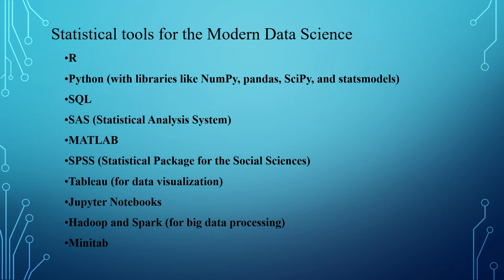Next, the slide shows the statistical tools for modern data science. Normally, we work with Python, R, and MATLAB. Basically, some other tools like SQL, SAS, that is Statistical Analysis System, MATLAB, SPSS, that is Statistical Package for the Social Sciences, Tableau mainly used for visualizations, Jupyter notebooks, Hadoop and Spark for big data processing, and Minitab, etc.